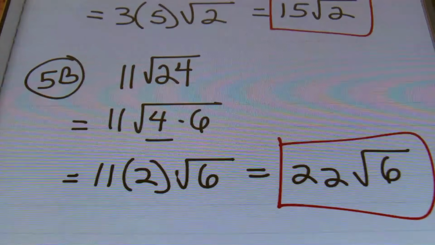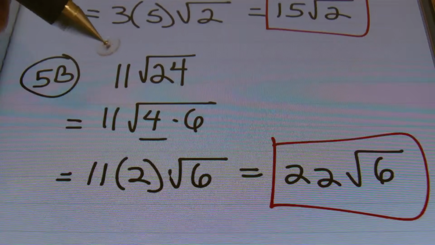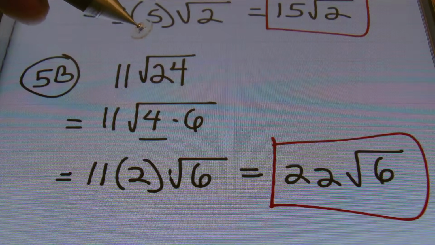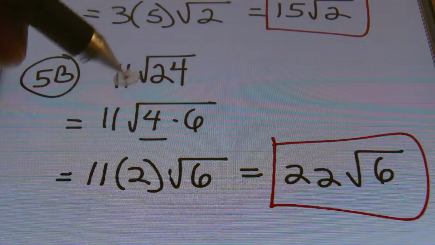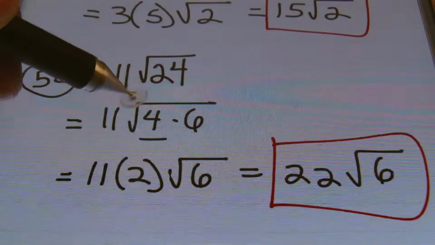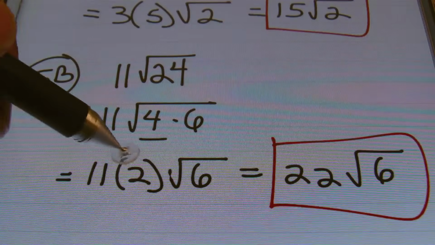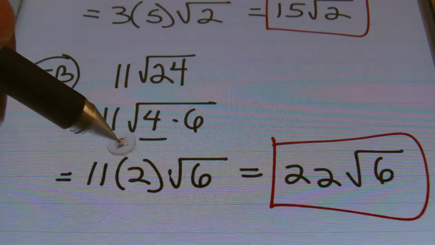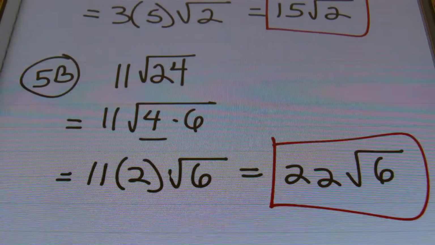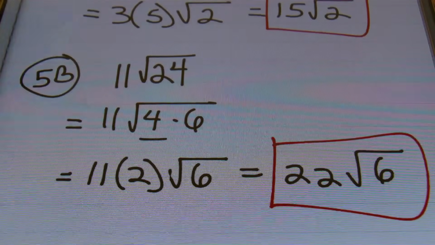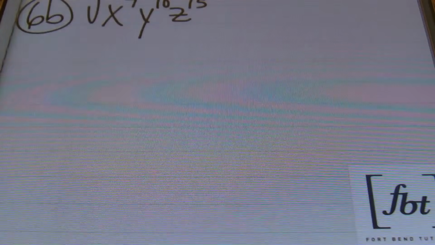There you go. So once again, recapping 5b, I had 11 times the square root of 24. We looked for the largest perfect square that goes evenly into 24, and that's going to be 4. So I expanded that 24 into 4 times 6. Then I took the square root of 4, which is 2. That multiplies with the 11, that coefficient outside of that radical sign. And 11 times 2 gives me 22 times the square root of 6, and done. That's the answer. You got it. All right. So let's see what else we have for you.